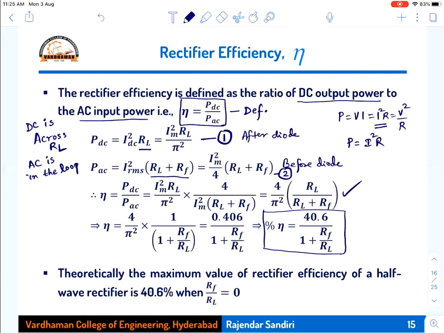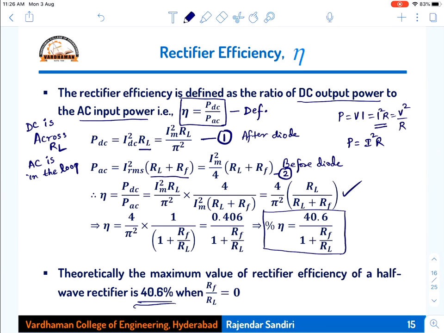Theoretically, the maximum value of the rectifier efficiency of the half wave rectifier is 40.6% when RF by RL is equal to 0. So what is the efficiency of the half wave rectifier? It's 40.6%. That means 40.6% of the AC input power is converted into the DC output power. That means this rectifier is converting AC to DC, and how much percentage of AC is converted to DC is 40.6% only. The remaining approximately 60% it is not able to convert from AC to DC.